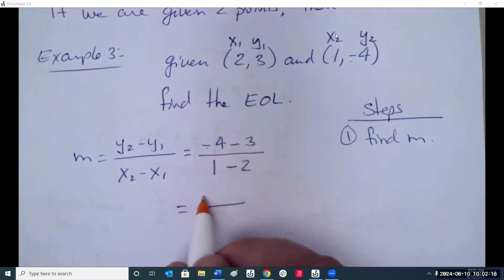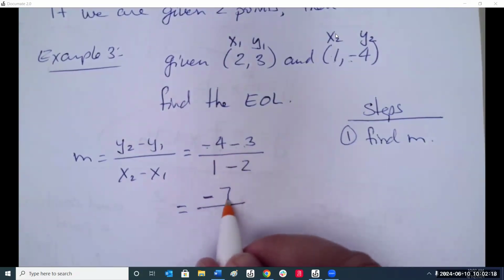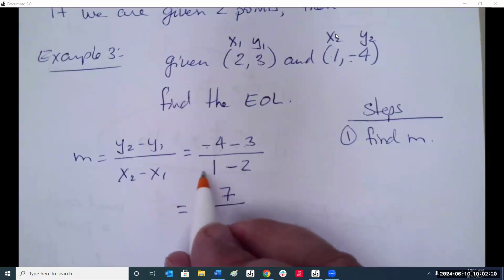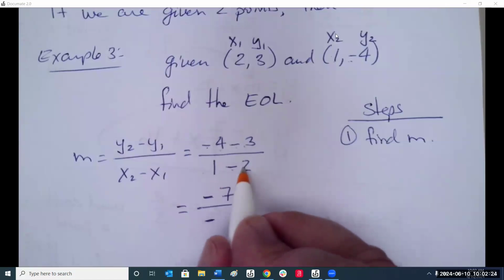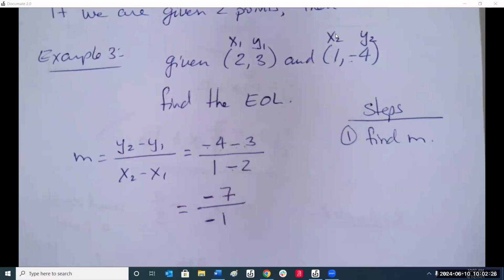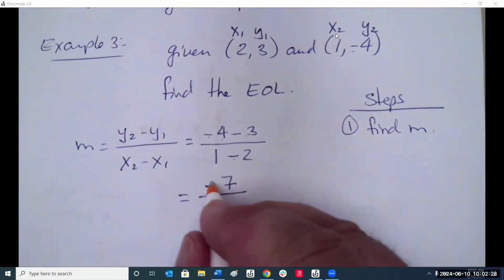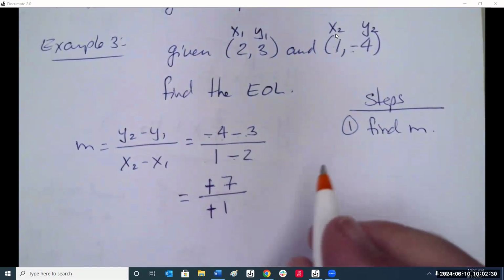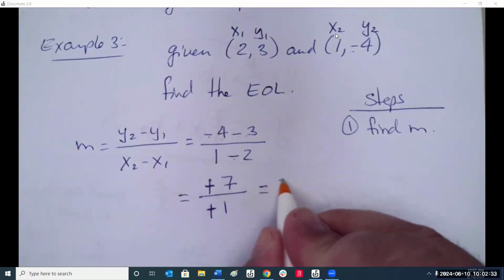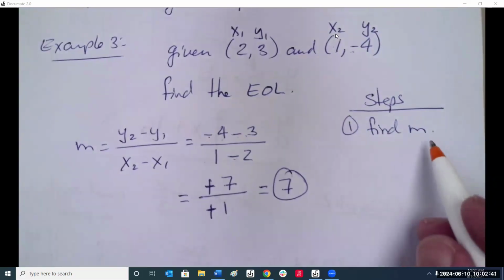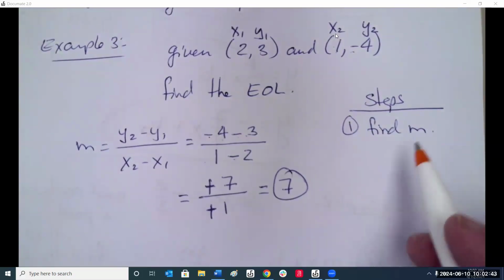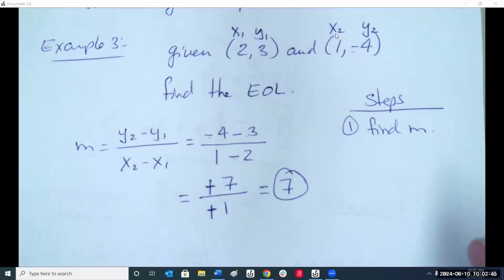Negative, and they're both negative. 4 plus 3 is 7. This is positive, that's negative. 2 is bigger, so the bottom is negative. 2 minus 1 is 1. The two negatives cancel, so the slope is 7. So we found the slope. So now we have the slope and 2 points.